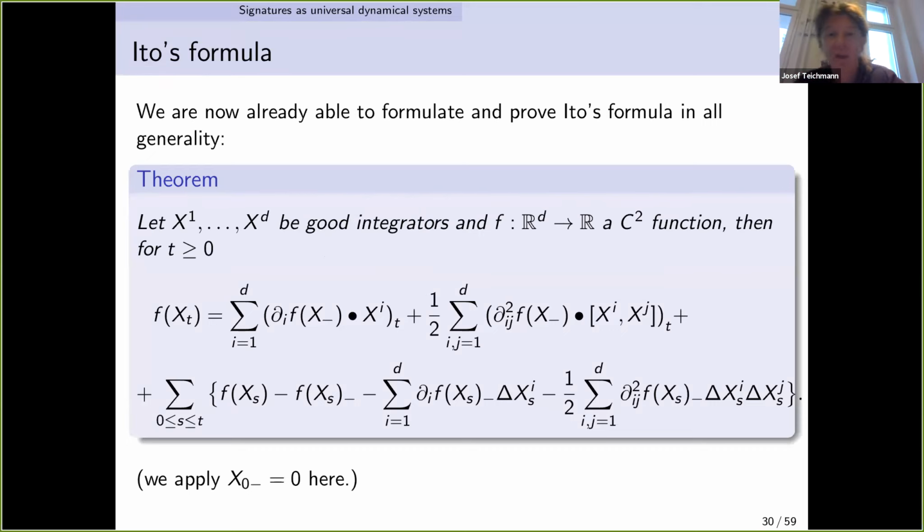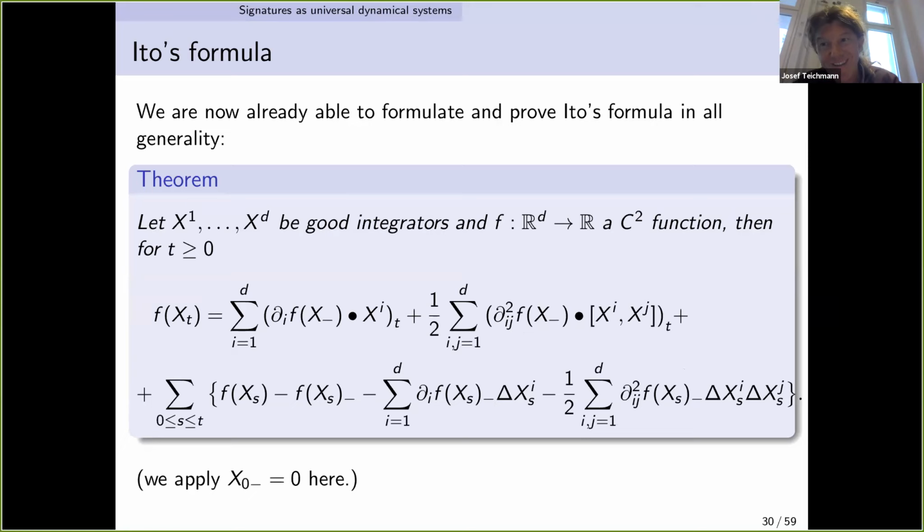Now, Ito's formula. If I take a C2 function from Rd to R, and if I take semi-martingales x1 up to xd, one can readily prove that actually also the function f applied to x1 up to xd is a semi-martingale, and it has the following decomposition. First derivative of f integrated with respect to x. Second derivative of f integrated with respect to the quadratic covariation of the semi-martingales, and this nice jump term, which only depends on the jumps of the process.